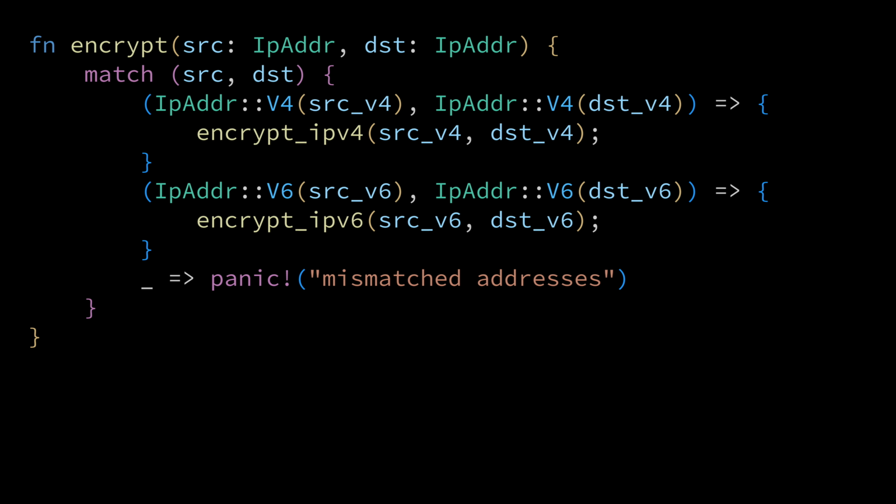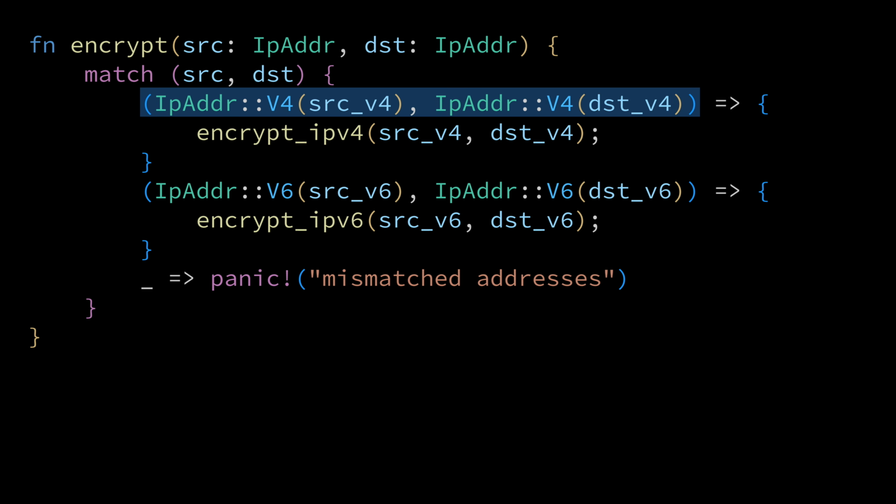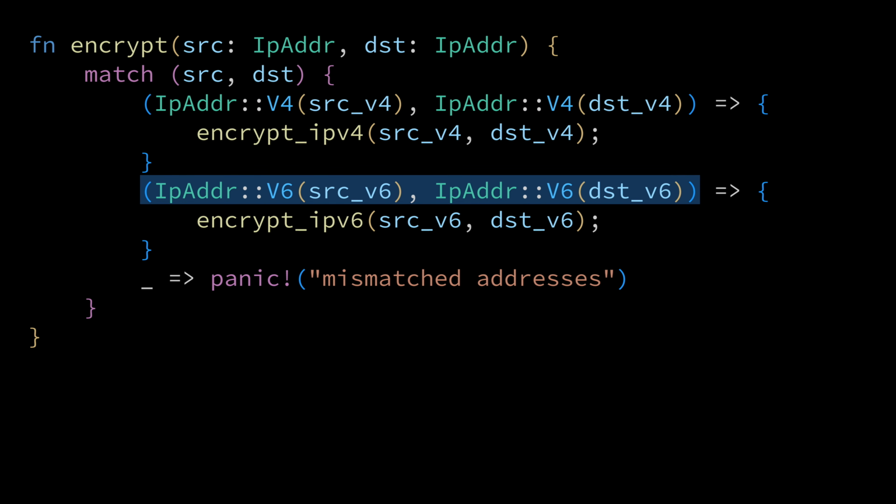This can be handled at runtime, so I can put the source and destination addresses together in a tuple, so I can match on both of them at once. So now I can write a pattern that matches two IPv4 addresses and another pattern that matches two IPv6 addresses.